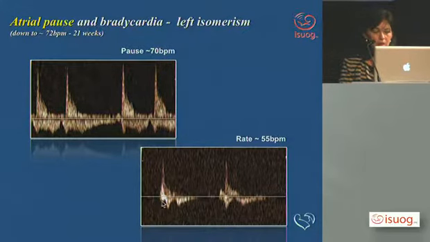And in this case, we waited so long before it started again that the rhythm went down to 55. So we're not quite sure if this baby was going to develop heart block or not, but it didn't. He went back and settled around 100, 110 beats per minute. Again, in this case, with a structurally normal heart.